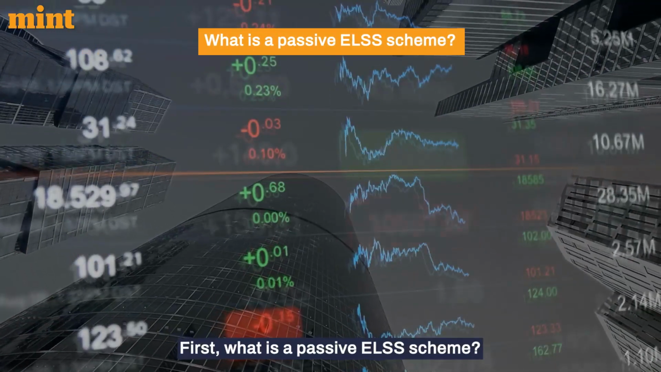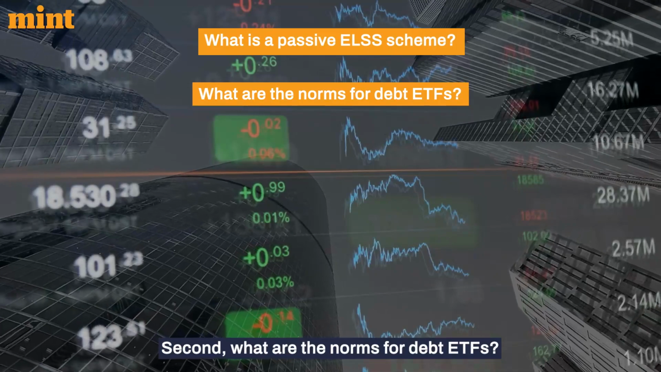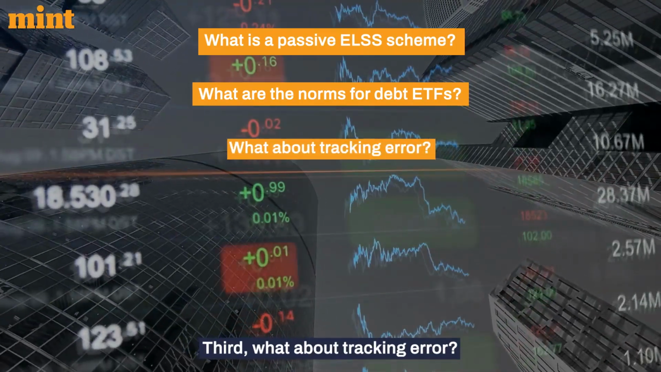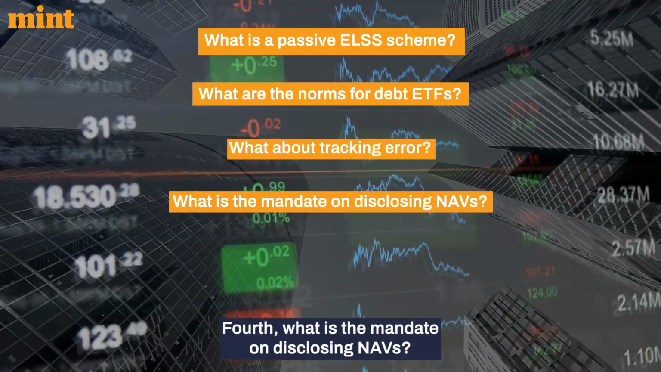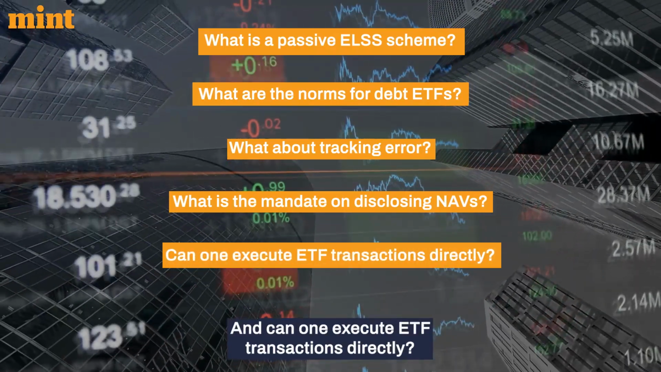First, what is a passive ELSS scheme? Second, what are the norms for debt ETFs? Third, what about tracking error? Fourth, what is the mandate on disclosing NAVs? And can one execute ETF transactions directly?